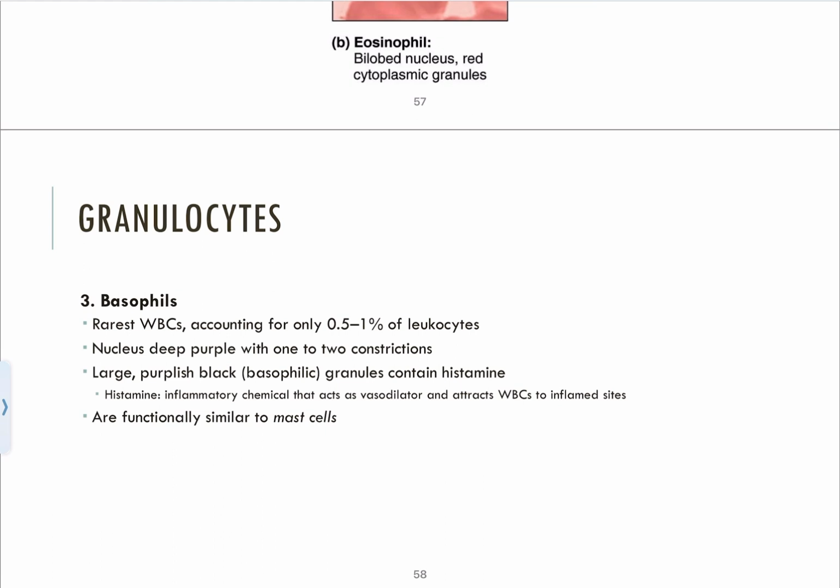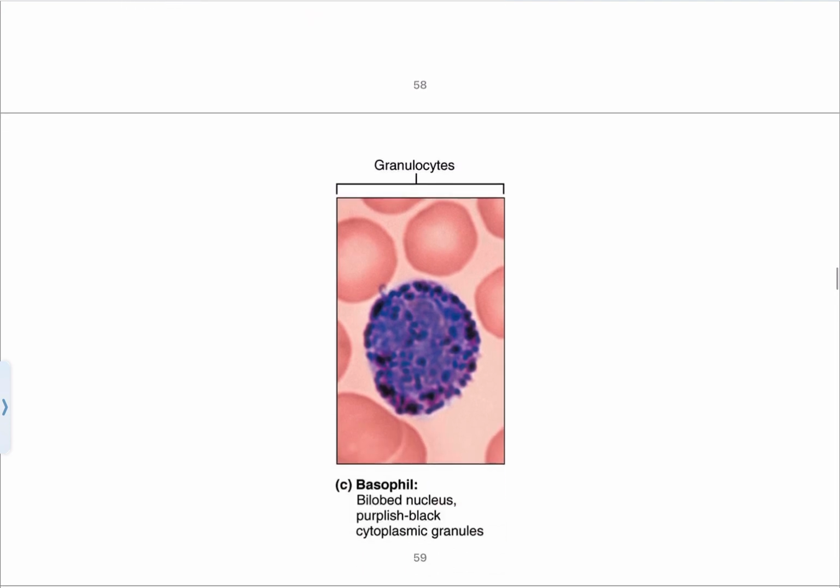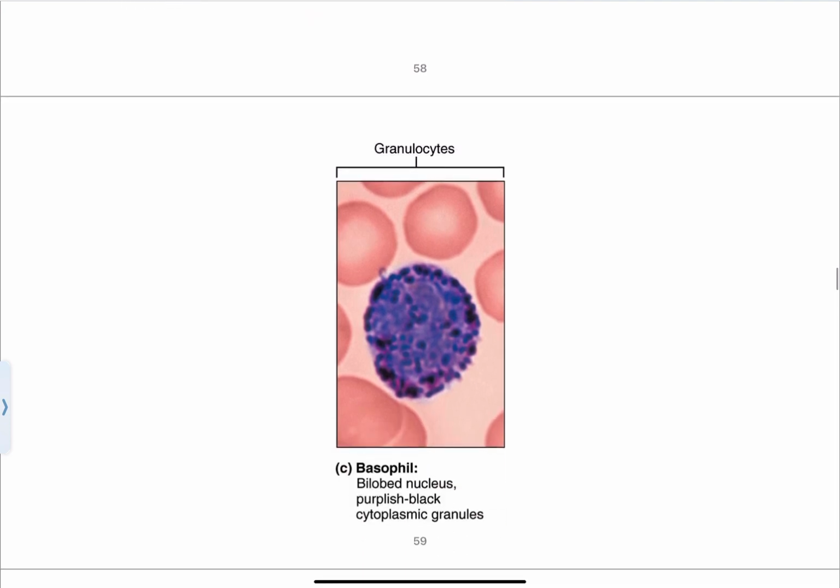It has a really deep purple nucleus, and the nucleus is usually U or S-shaped, and I'll show you a picture in a second. Functionally similar to mast cells, but we haven't really talked about mast cells yet. Mast cells also contain histamine, but they are not considered a leukocyte. So here's our basophil, and you can see that we have those really coarse looking, darkly staining granules in the background, and those are going to contain histamine.